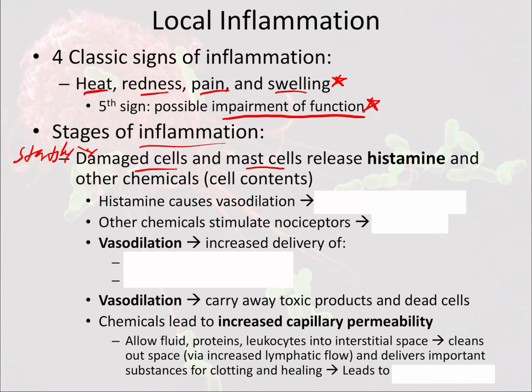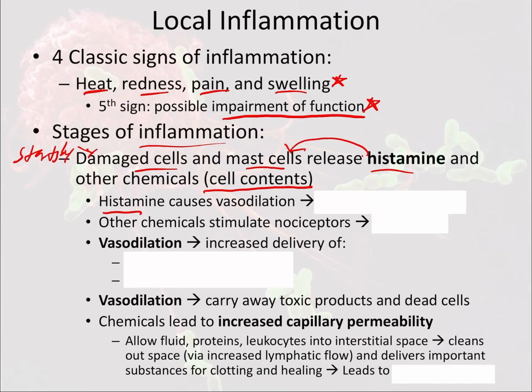Also could be mast cells interacting with something that activates them and causing histamine release. Okay, so histamine would be coming from the mast cells, but then damaged cells are going to release other chemicals, like everything that's inside of them. These are chemicals inside of those cells that are supposed to stay inside the cells and not come out. When they do come out, they activate the immune response.